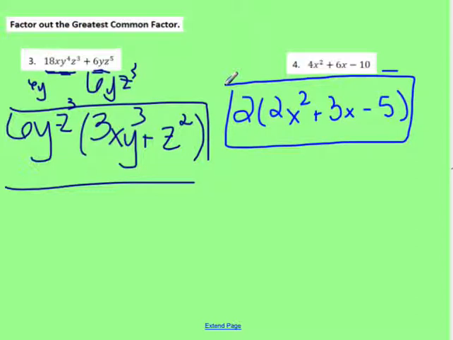So that right there is my final answer when I divide everything by 2. Next, let's take a look at number 5.